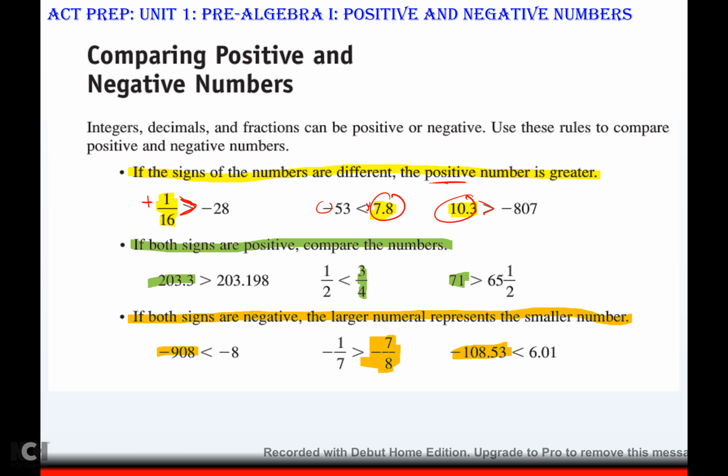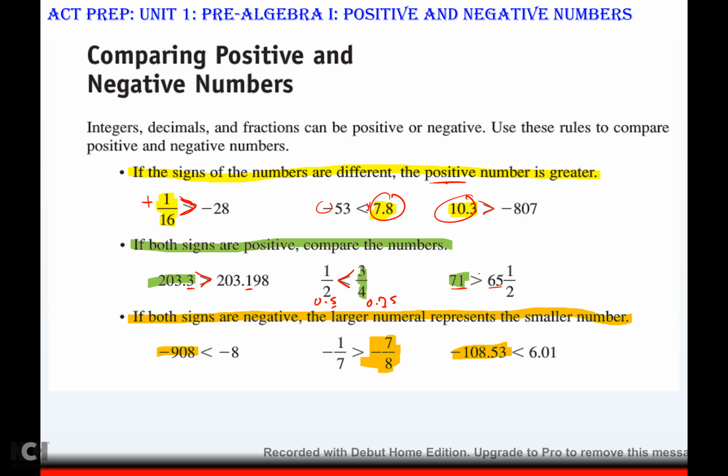Okay, so that's easy. If you're comparing two positive numbers, then it's like we've always done. You've got 203.3 and 203.1. Well, 3 is bigger than 1, so that's the bigger number. Fractions, I turn them to decimals. This is 0.5 and this is 0.75. 7 is bigger than 5, so 3/4 is bigger. Whole numbers are easy. 71 is bigger than 65.